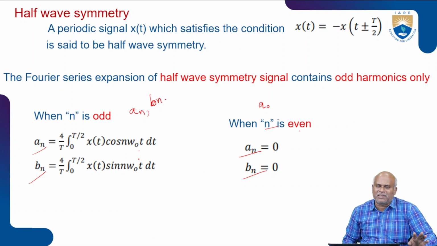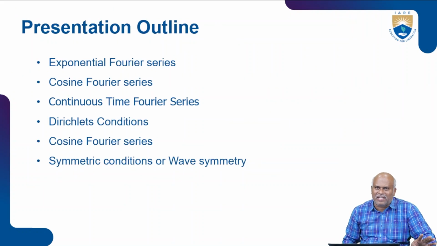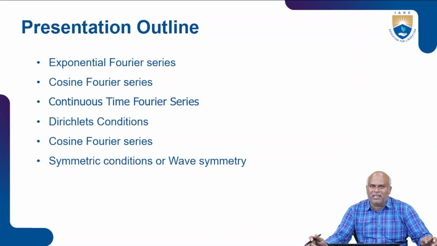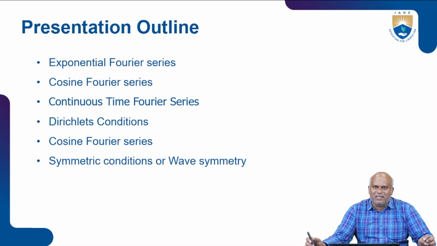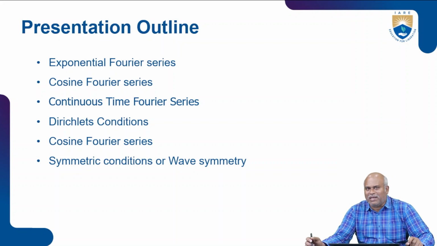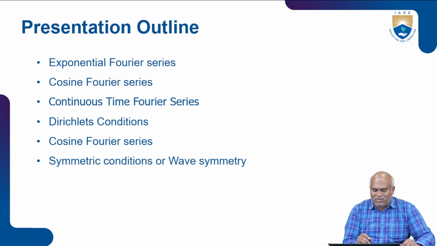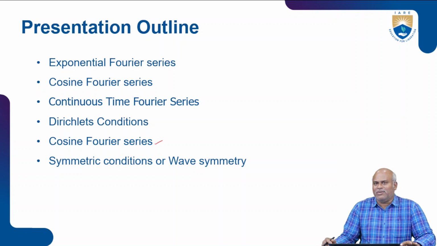Up to this much, I am going to conclude this section. In this section, we studied different topics of the Fourier series: the exponential Fourier series, cosine Fourier series, continuous time Fourier series, and Dirichlet conditions. We studied how the cosine Fourier series comes from the trigonometric Fourier series. In this case, symmetry conditions of wave symmetry we also studied.